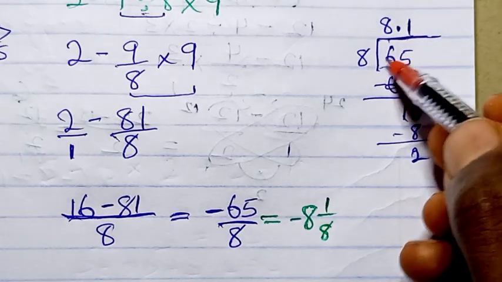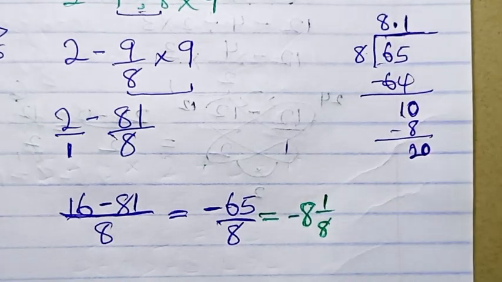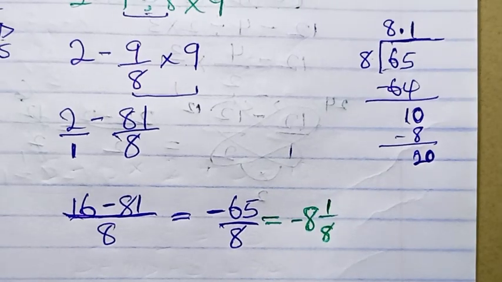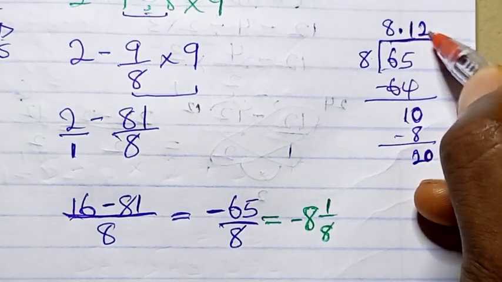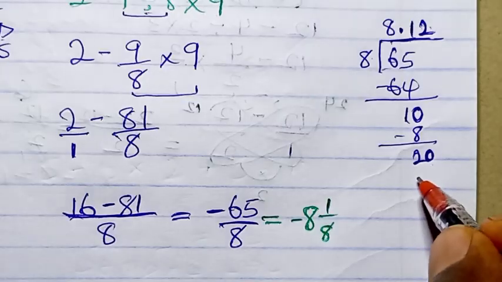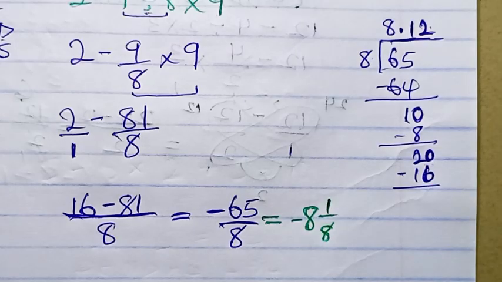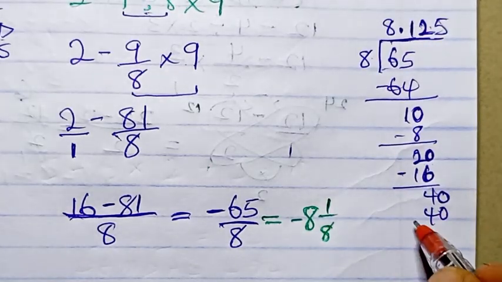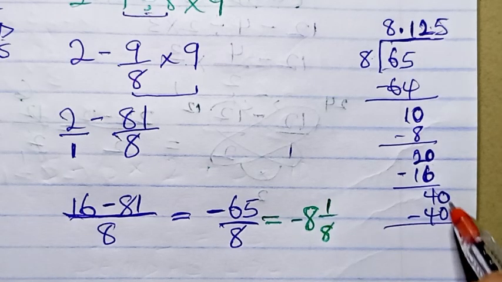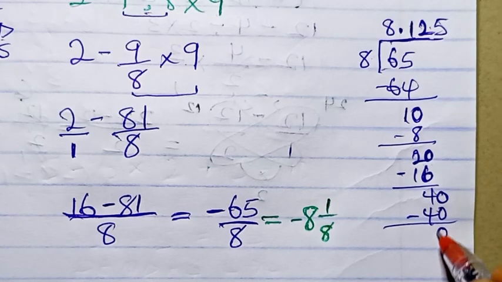Okay, so 8 cannot divide 2, so add 0 because there is already a decimal point there, no need writing decimal. So 8 will go into this 20 how many times? 2 times, right? 2 times 8 is what? 16. So we are going to subtract. So 20 minus 16 is going to give us 4. Okay, 8 cannot divide 4, so I'm going to add 0. So 8 will divide 40 how many times? 5 times. Alright, 5 times 8 is going to give us 40. So we subtract. So if you subtract 40 minus 40, you're going to have 0.